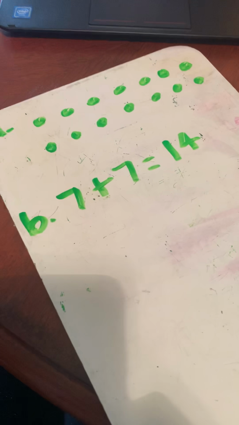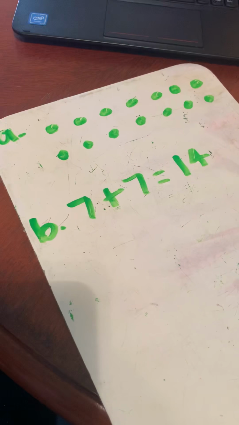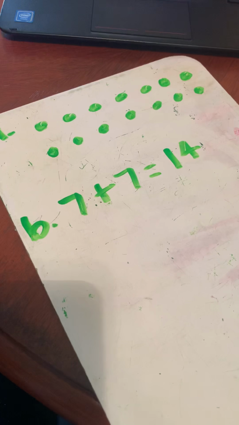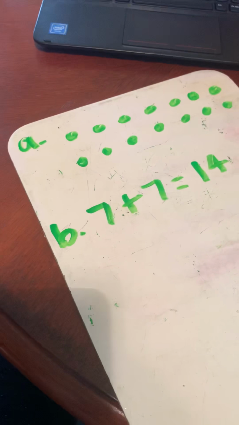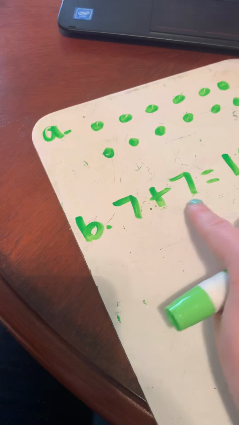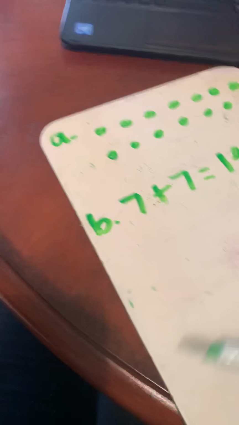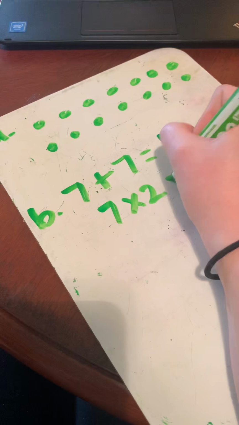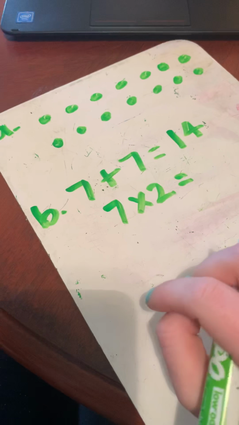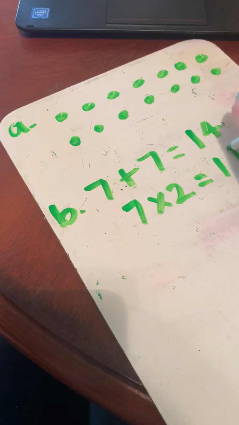And over the past couple weeks, we've been working a little bit with multiplication. So this would be an example of multiplication. We're adding 7 2 times. So that would be 7 times 2, because we're adding 7 2 times. And 7 times 2 would be 14.